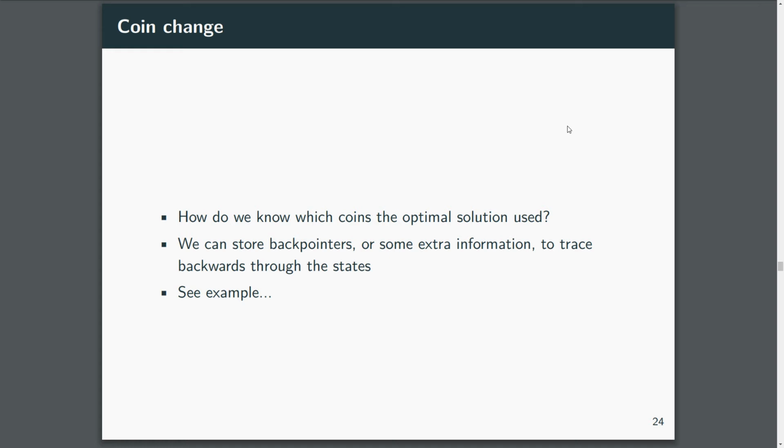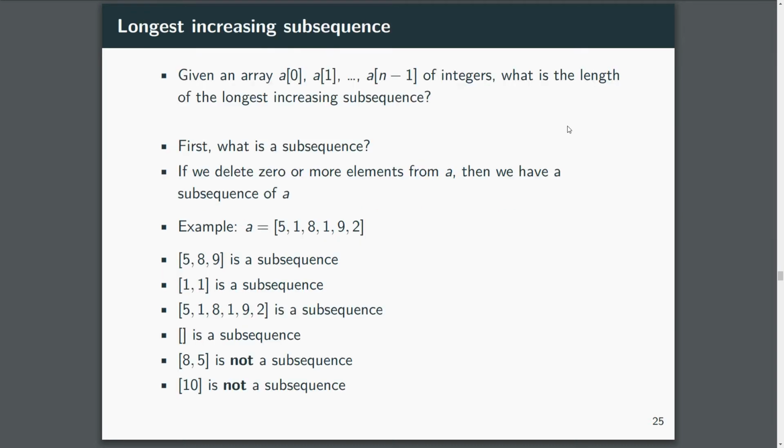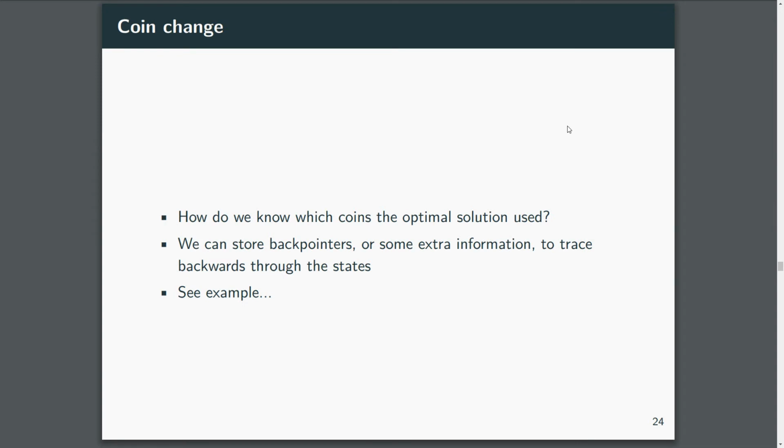Okay, so how do we know what coins we used? I mean, it's good to get the minimum number, but it would be nicer if we could know exactly which coins we used. And what you can do is you can store back pointers or some additional information, and you can trace backwards through the states to find the solution. Yeah, I have code to demonstrate this.